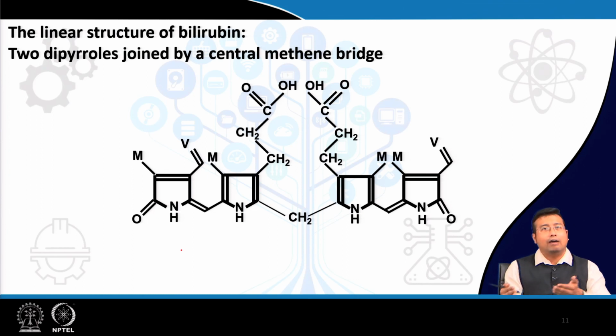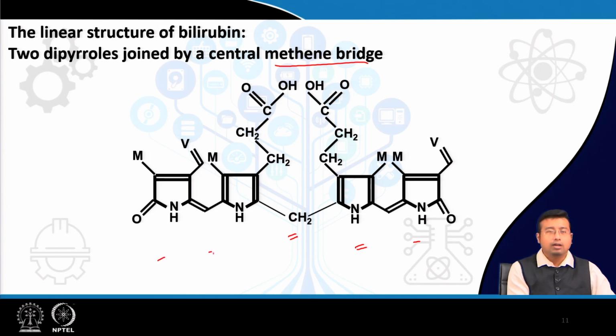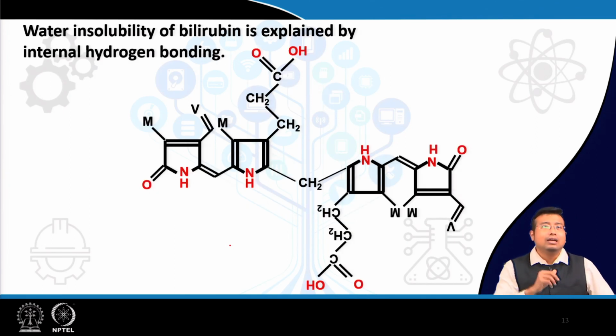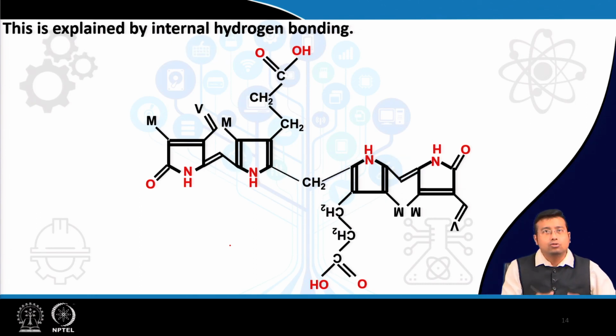We already know that after bilirubin has been reduced, this is the central methane bridge that is connecting the two dipyrrole rings. There is no confusion in that, right. However, as we see, in spite of having multiple polar groups which are shown in red, free bilirubin is insoluble in water. Why does it happen? It is because there is an intramolecular rearrangement that leads to formation.